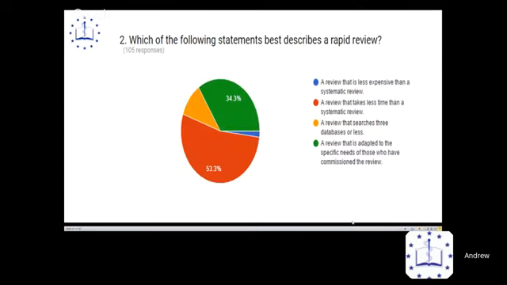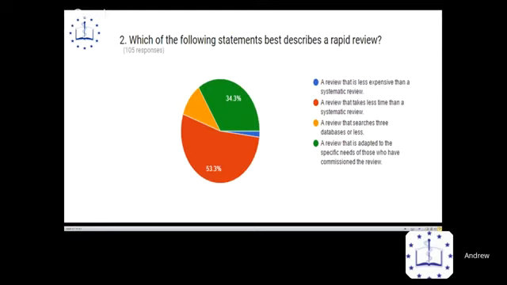But we asked you which of the following statements best describes a rapid review. And not surprisingly, you thought that the best answer, although you were quite evenly split between this and other answers, was a rapid review. Surely that means a review that takes less time than a systematic review. And I can see why you answered that, because on average, a rapid review will take less time than, on average, a systematic review.